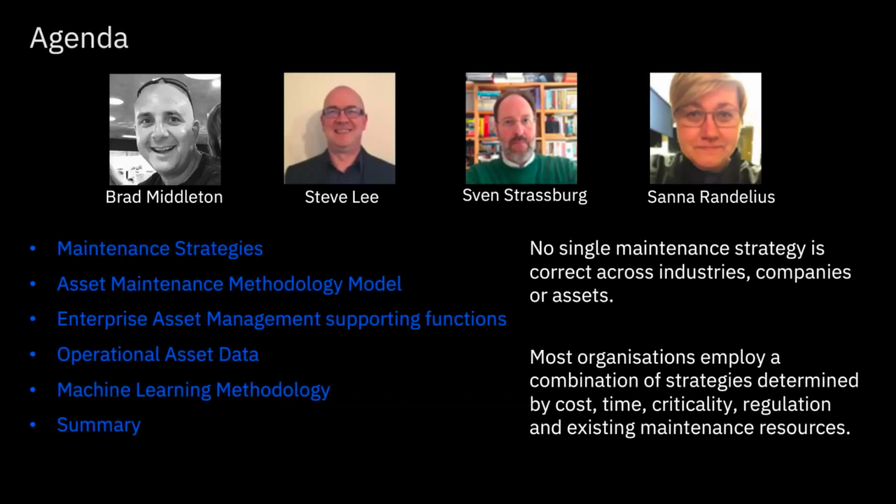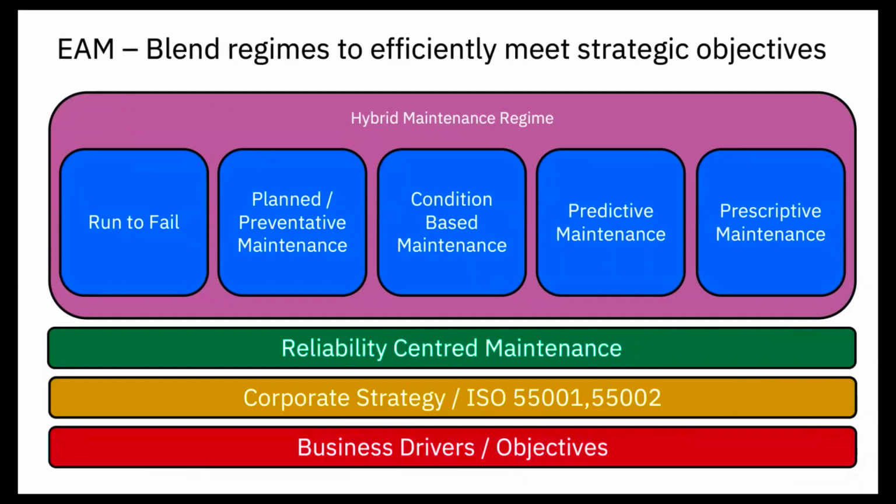Firstly, there are a number of components that underpin any decisions that are made around the maintenance regimes that you choose. If we start at the bottom of this slide, business drivers and business objectives. So these could include things like reduction in safety-related incidents, reduction in operational or production losses caused by asset downtime, reduction in maintenance costs, improvements in asset performance, and improvements to first-time fix rates or mean time between failure.